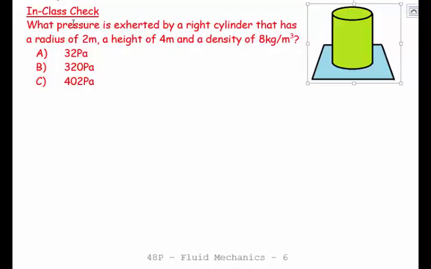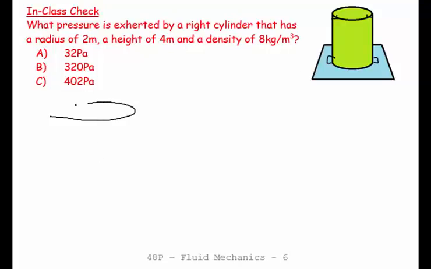Welcome. This question says, what is the pressure? What pressure is exerted by a right cylinder that has a radius of 2 meters, a height of 4 meters, and a density of 8 kilograms per cubic meter? This is a right cylinder. It's basically 90 degrees to the face at the bottom of it and 90 degrees to the face at the top of it. It's like a vertical column.